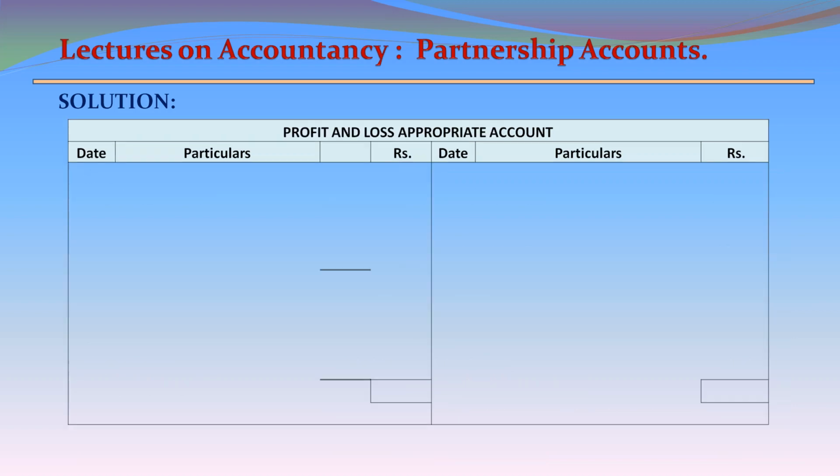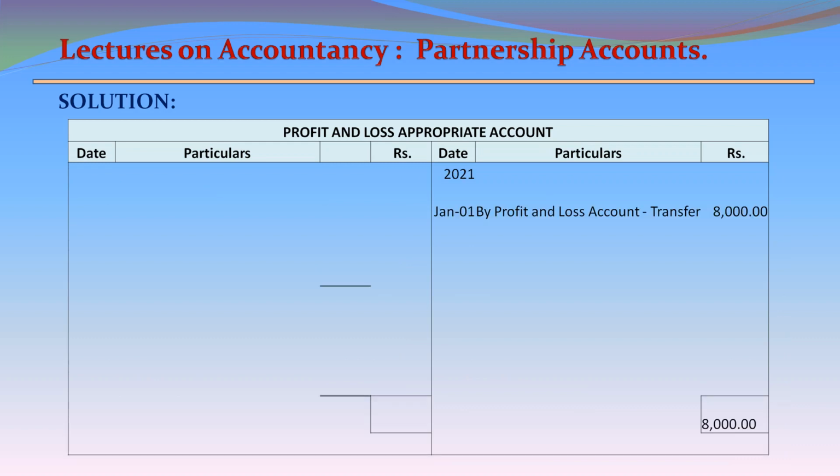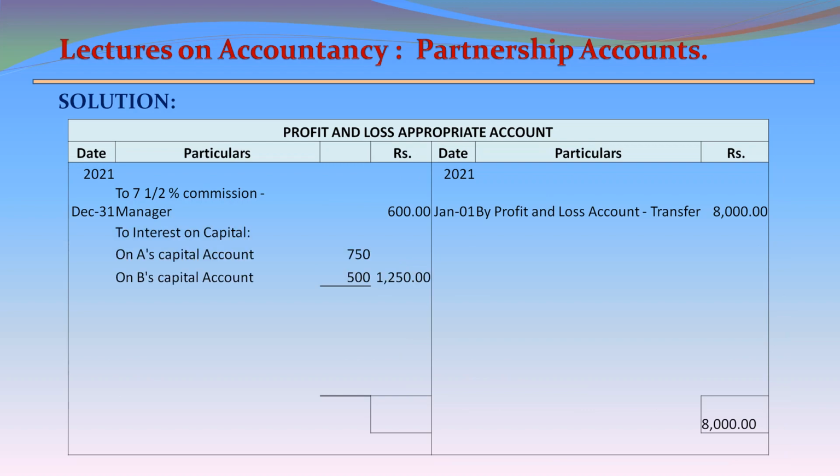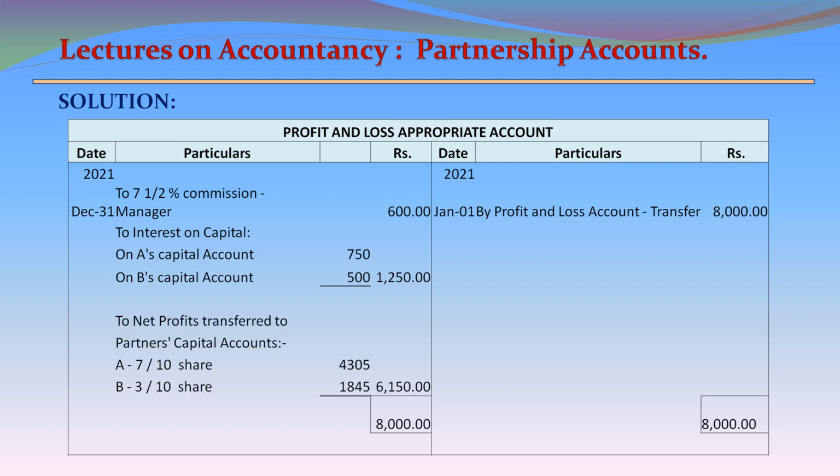Now let us record the profit and loss appropriation account. On the credit side, 2021 January 1 by profit and loss account transfer 8,000 rupees. On the debit side, 2021 December 31 to 7.5% commission to manager 600 rupees. On the debit side, to interest on capital: A's capital account 750 rupees, B's capital account 500 rupees, total 1,250 rupees. On the debit side, to net profit transferred to partners' capital accounts: A's 7/10 share 4,305, B's 3/10 share 1,845, total 6,150. Total debits and total credits are 8,000 rupees.